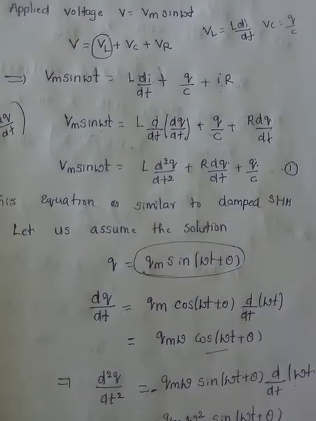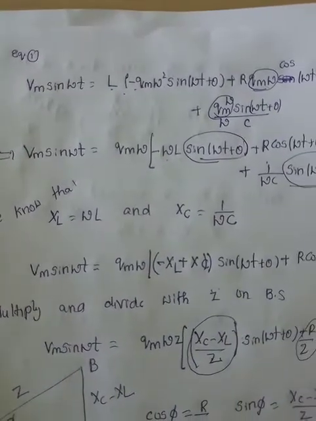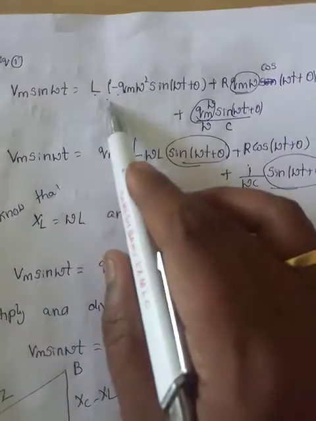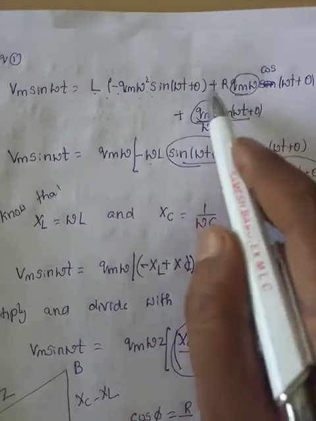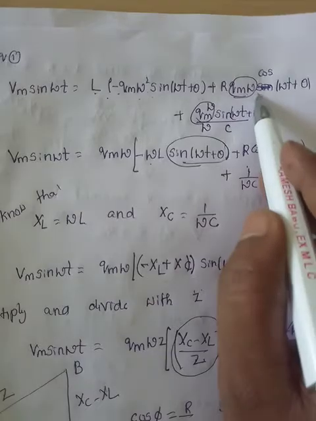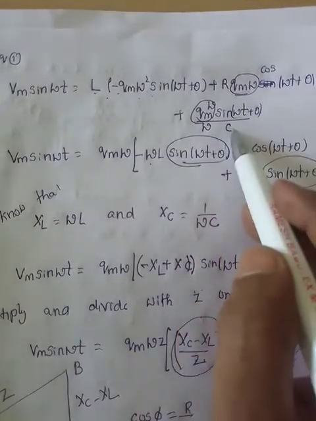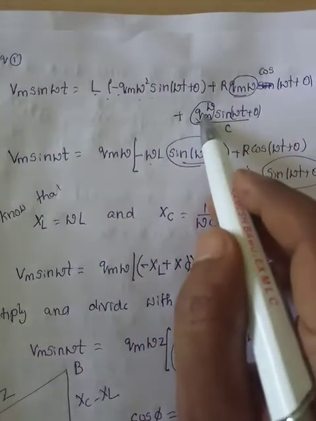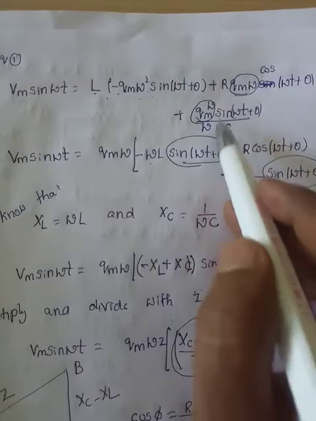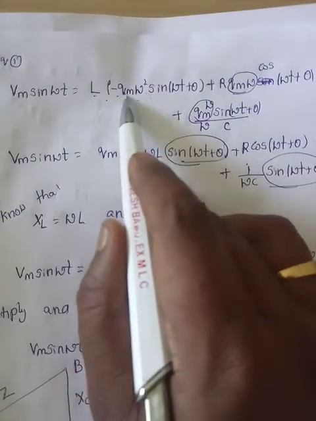Substituting all these values in this equation, what we got: Vm sin omega t is equal to L into minus Qm omega square sin of omega t plus theta, plus R into Qm omega cos of omega t plus theta, plus Qm sin of omega t plus theta by C. So here Qm omega we have taken constant outside, here omega is not there, so we will multiply and divide with omega on both sides. When you remove this one, what are the remaining terms?